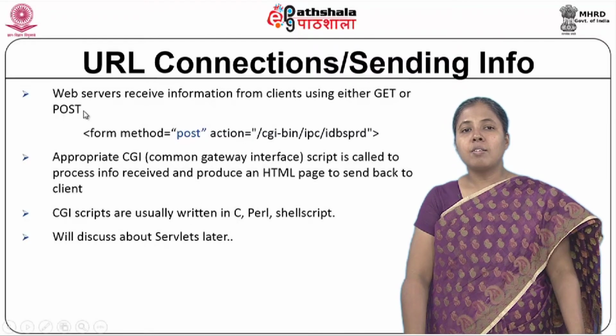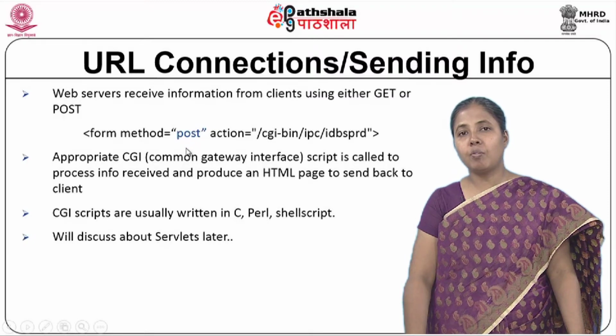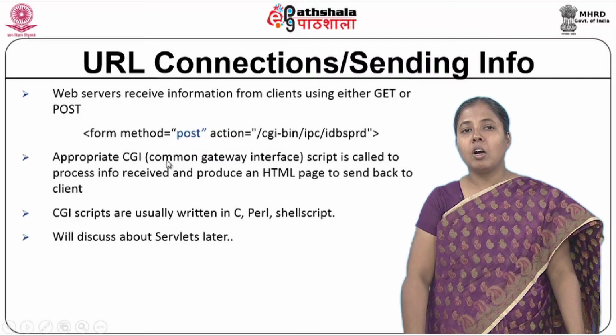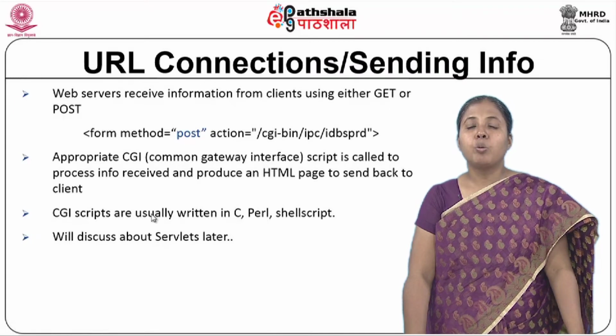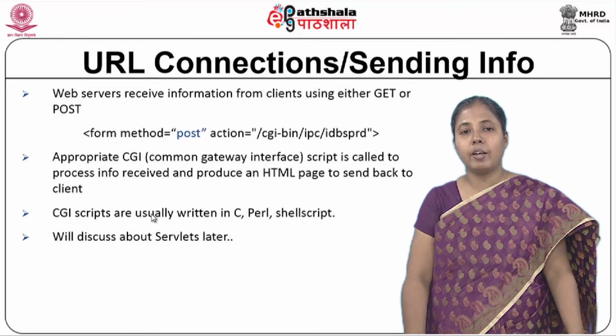Here, this web server can receive information from clients using either a get method or a post method. There are two kinds of request types, called get or post. If it is a post method, then when you create a form, there is an attribute called method for which you would have given a value called post. This means that the entire information that you want to pass would be attached to the header and sent to the server, and there would be an appropriate CGI script which would process this information and produce a response as an HTML page back to the client.